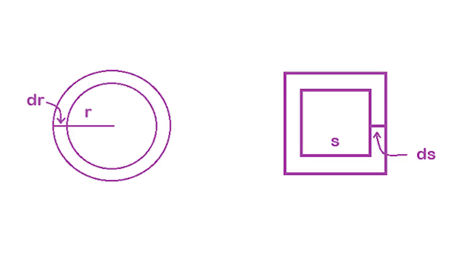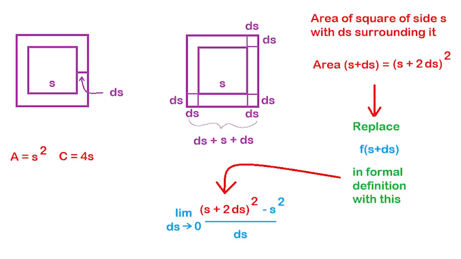Go back to the definition of the derivative and the drawing of a circle, and notice that dr encircles the entire shape. What would happen if we did that with a square? If we surround the shape with a distance of ds from each side, we notice the area of s plus ds involves 2 ds's in the base and 2 as well in the height. So it's really s plus 2 ds we're going to use for the side of the square. So it's a bit different from the circle.